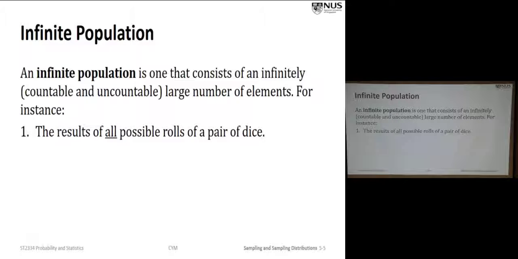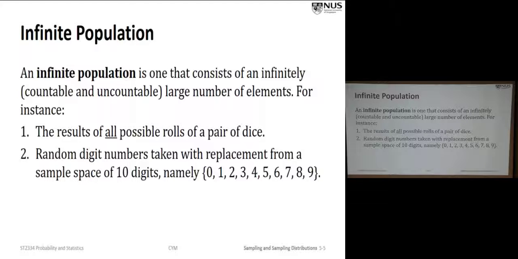6 outcomes for one die, another 6. So altogether, there will be 36 outcomes. But you can roll many, many times. All right? So the outcome will be an infinite population. But there are only 36 distinct values for each of the outcome. 1, 2 represents the first die is a 1 and the second die is a 2. All right?